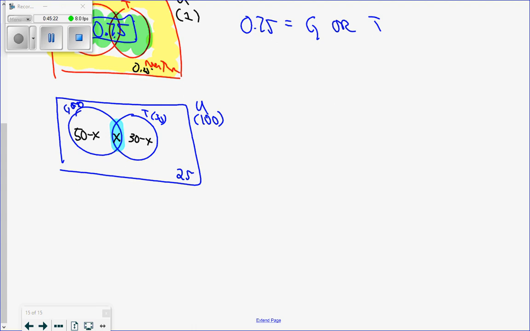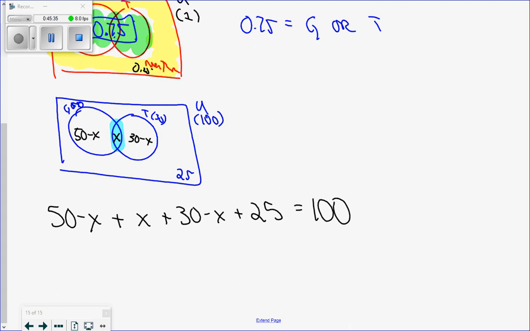So now we set up an equation. We take this plus the overlap plus the other circle plus the neither, and we have to get 100. So 50 plus 30 plus 25, 80, 105. Now what's going to happen here with the negative x and the plus x? They cancel out, but I've still got a negative x here.